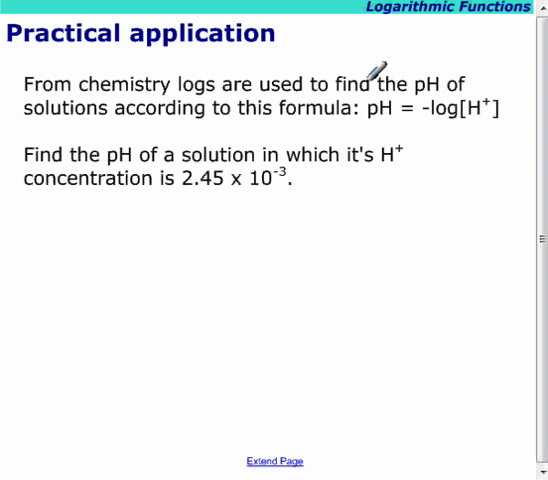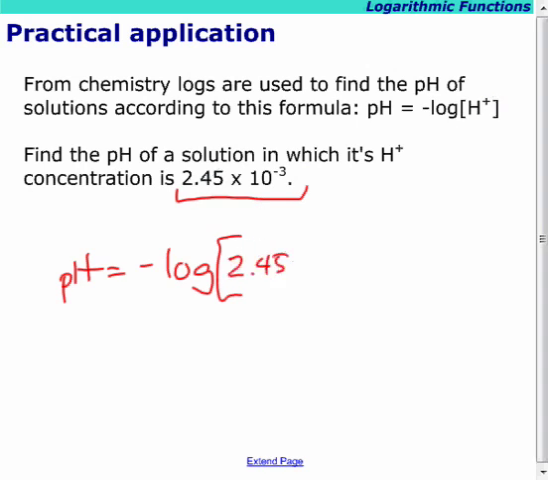Okay, so here would be a practical example of using logarithms. Say, for example, I have a solution in which its hydrogen ion concentration is 2.45 times 10 to the minus 3. If I wanted to find the pH of that solution, I would simply plug it into my formula. My formula uses the hydrogen ion concentration, so I'd plug that number in right there, times 10 to the minus 3, and I would figure out what my pH would be. It's probably around 2 or 3, somewhere in that range. But you can do that on your calculator and solve that.